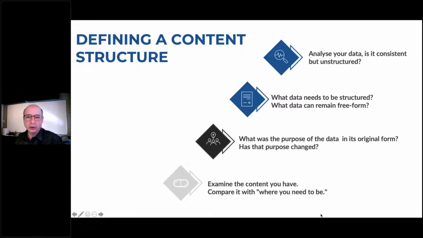Remember why you're doing it. A lot of companies will get into a hole where they start trying to do everything, trying to boil the ocean, and forget why they're trying to do it. Structuring it is not an end in itself. You need to figure out why you want to do the structuring and move towards that.